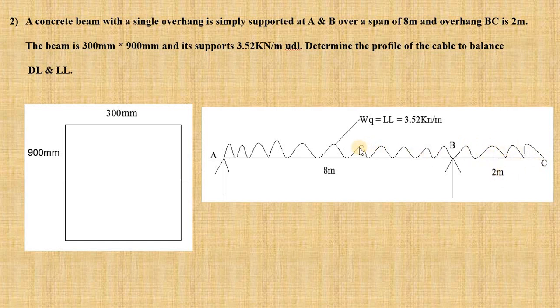So the UDL they have given, here they have not specified it as live load, but it is understood that whatever they have given is a live load. So WQ take it as 3.52 kilonewton per meter. For this data, we should calculate the profile of the cable to balance dead load as well as the live load.